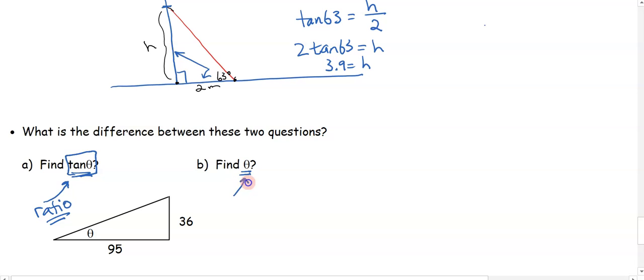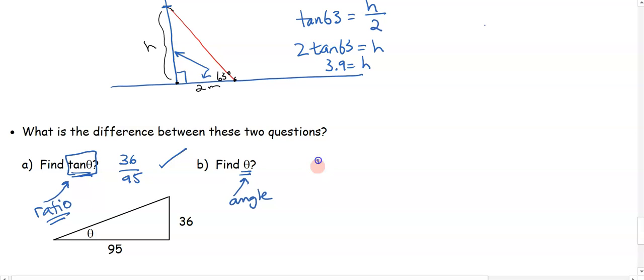Whereas theta is an angle. To find the angle, you need the ratio, right? But you take it one step further. So if I ask for tan theta, you just give me the ratio. There we go, done. That's the ratio. I could change it to a decimal or I could leave it as a fraction. I could even reduce my fraction. But that's all you need to do.